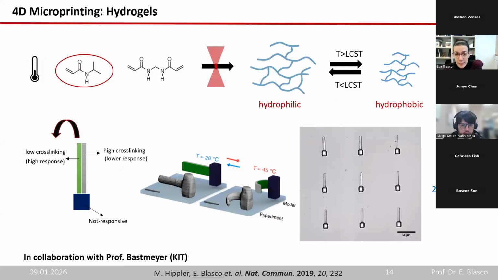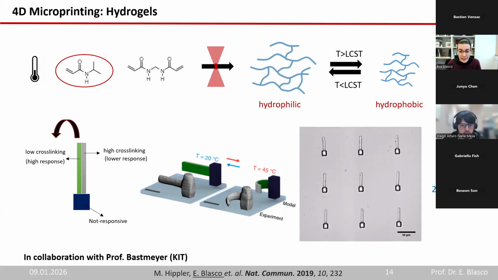And when we go above the lower critical solution temperature, it becomes hydrophobic and shrinks. With this, we can do the actuation. Now we have the advantage that we can play with the capabilities of two-photon laser printing, meaning that we can save the material on demand.